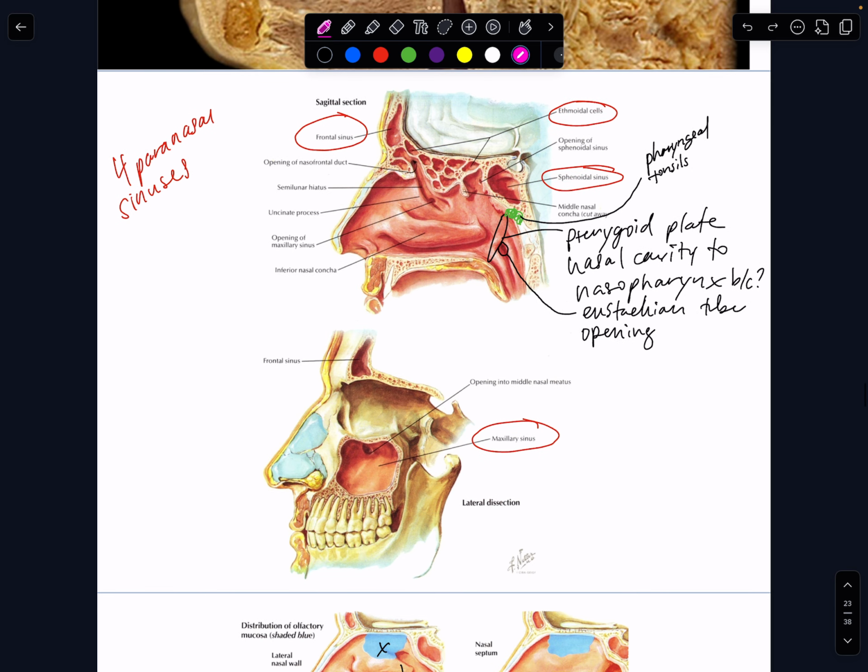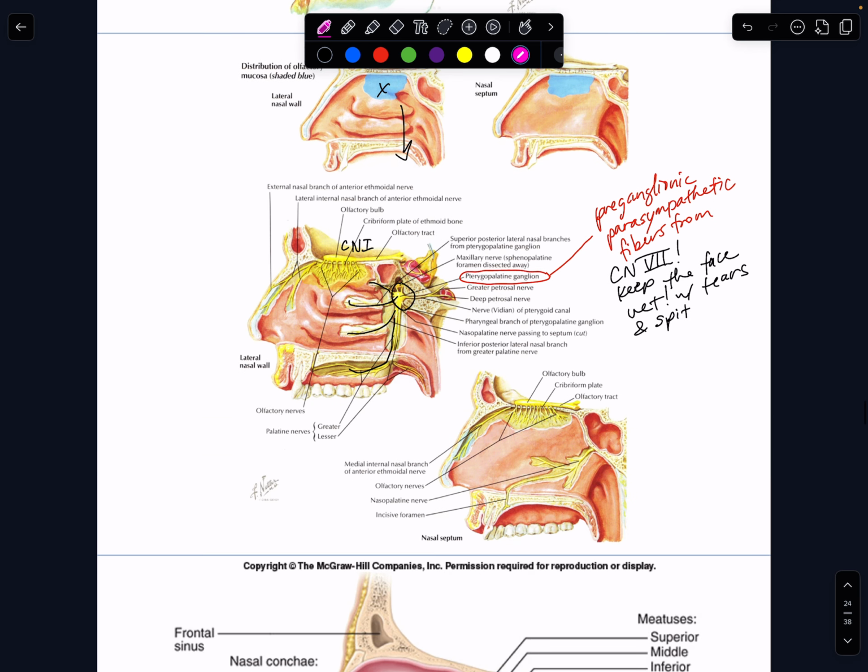So now we'll talk about this area, the nasopharynx. This has the eustachian tube opening. So when you are yawning and your ears open up, this area here is what's getting stretched. And that is near where all the muscles that we are going to be looking for will be located.